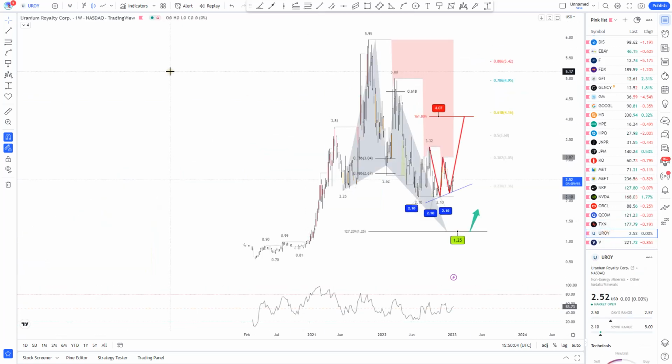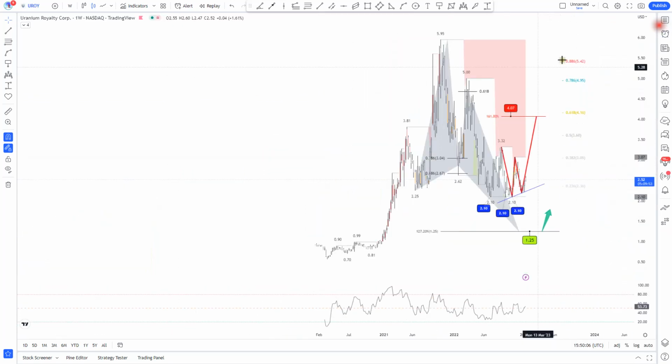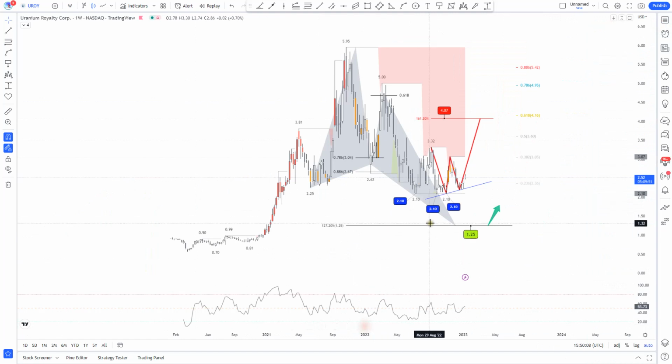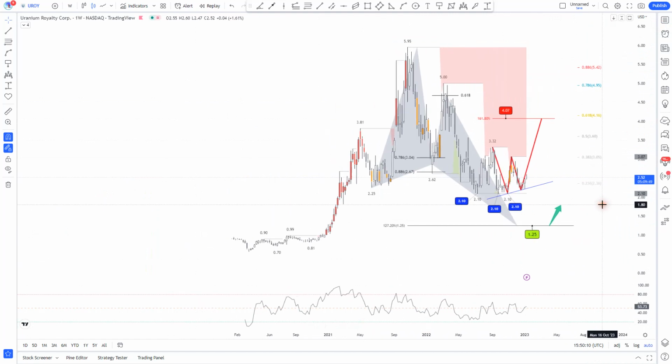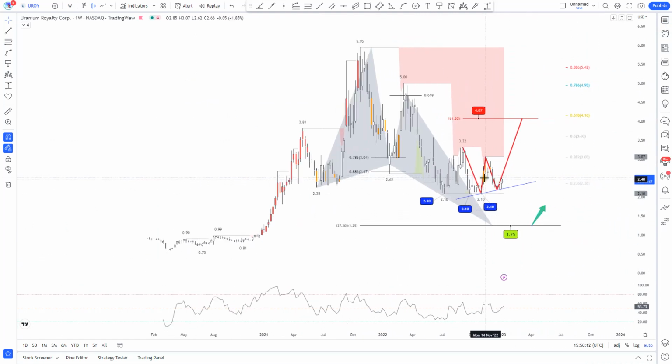UROI, Uranium Royalty, is another price structure and another price pattern to pay attention to. I would say a clear violation of the previous fractal, very much the same methodology. Wait for a clear violation of the fractal. That should trigger a move to the upside. We can try to take advantage of this move.